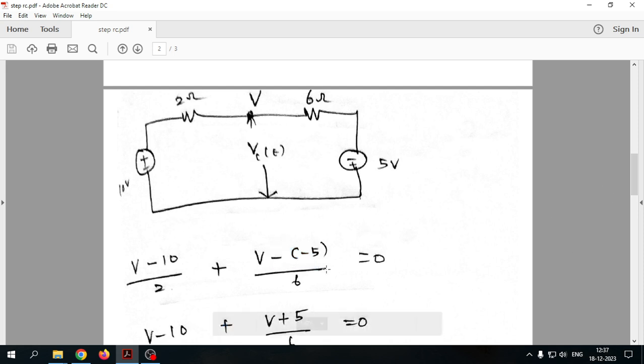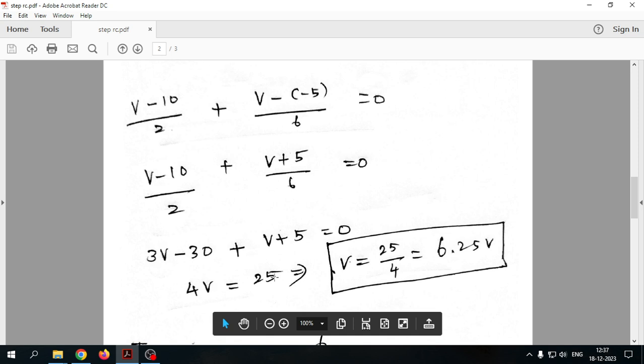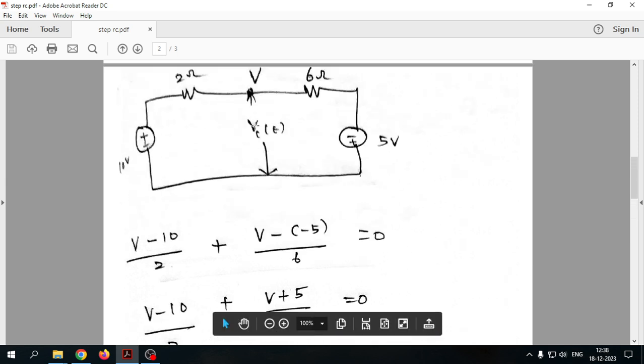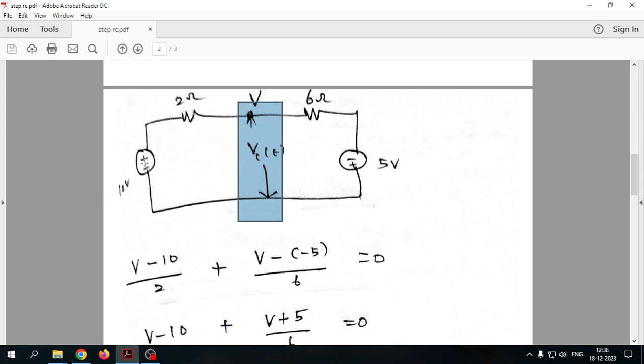Okay, and after that, by just simplifying these formulas, V plus 5 and taking LCM and bringing to the other side, the value will be 4V is equal to 25, and finally V is equal to 6.25. So 6.25 is the value we got for this particular Vc of t with this source and this source after the switch closed.